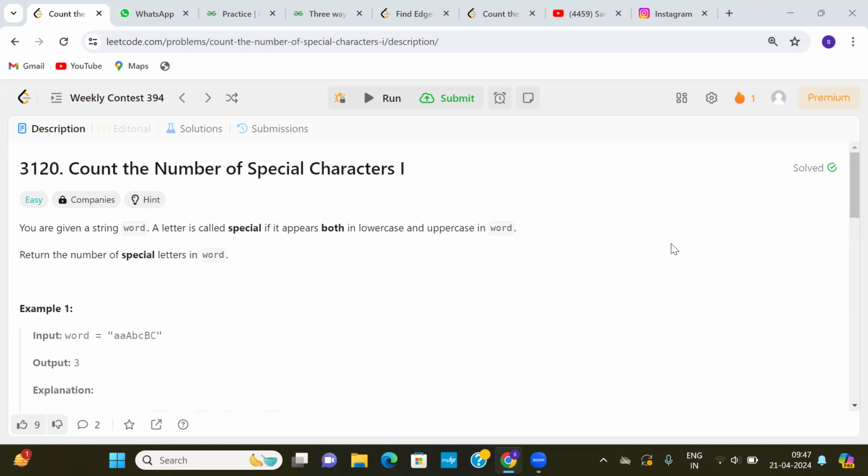In the Level Up series, we are also looking at the solutions of the contest. So let us look at today's LeetCode contest solutions. The very first question was, count the number of special characters 1. What does the question say?